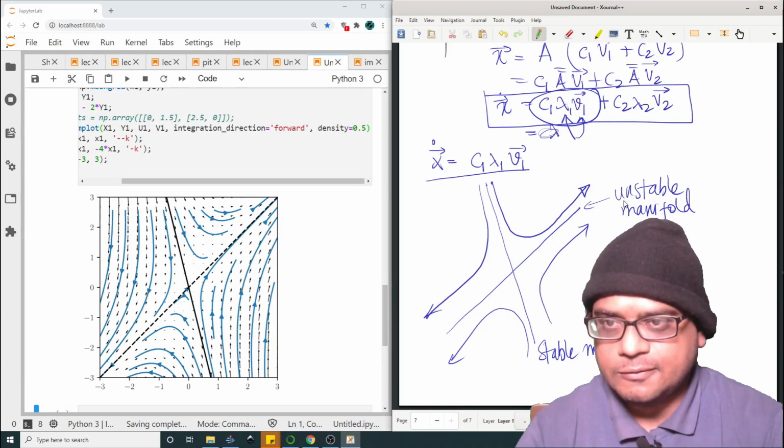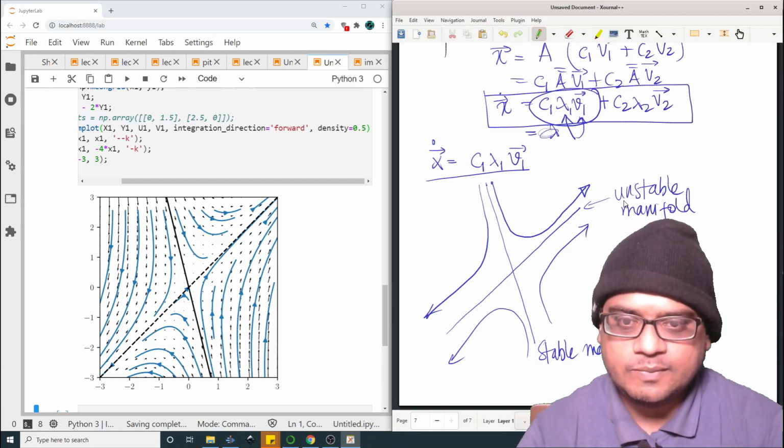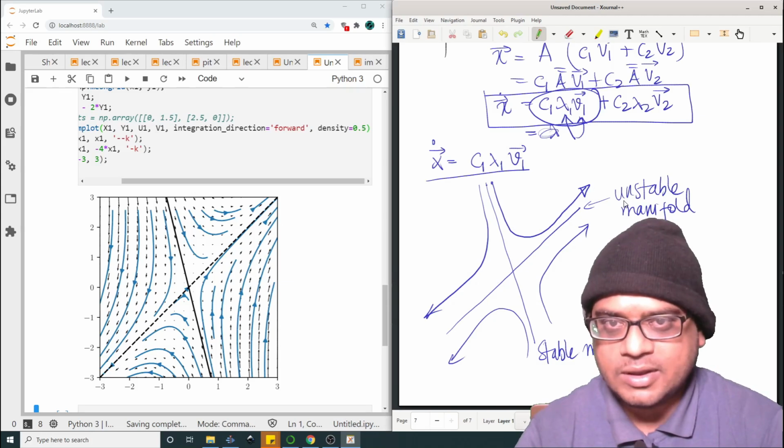In the next lecture we'll begin with the analysis of a system which has complex eigenvalues, and then we'll see how we can evolve from there.